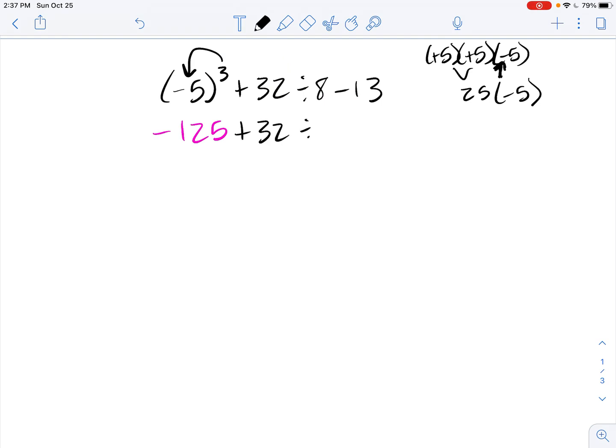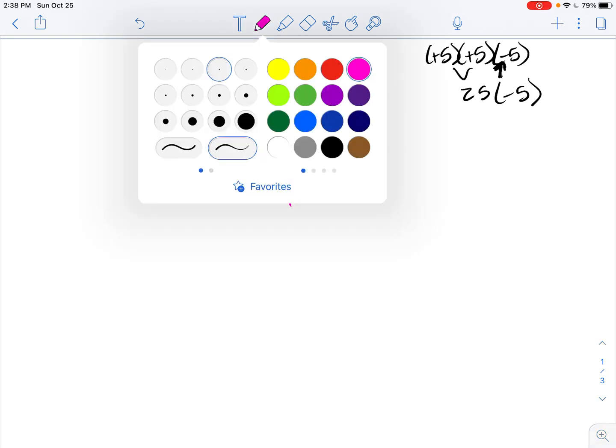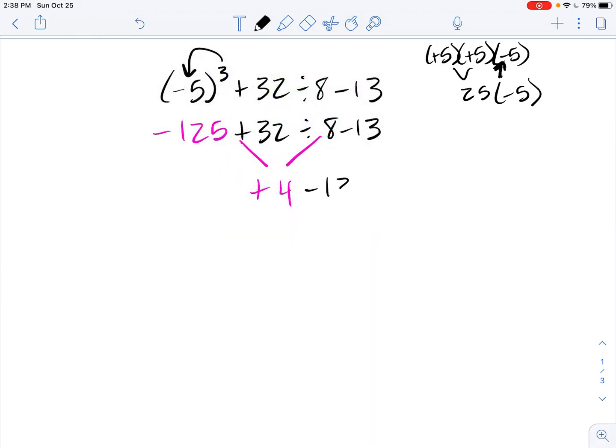And I am going to rewrite everything else. So my exponents are gone. So now I'm going to multiply, divide. So I'm going to read it again left to right as I go. -125 plus 32 divided by 8. That is a +32, a +8. So that is a +4. And rewrite everything else.